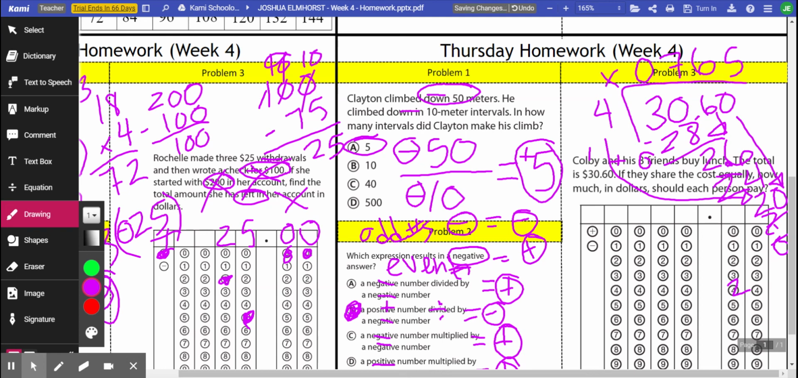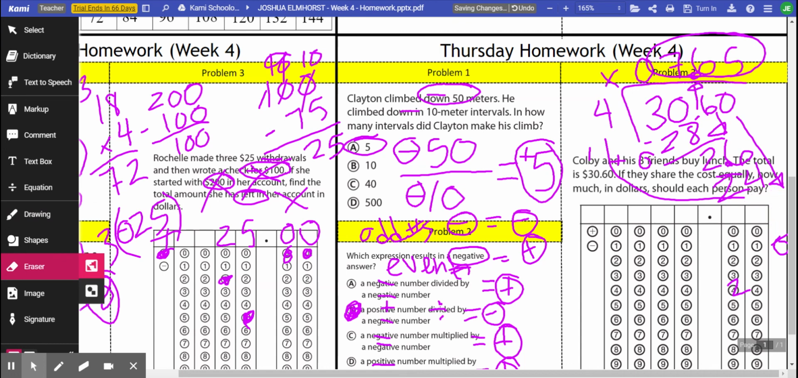Now, make sure you bring your decimal up into your answer. So each friend is going to pay $7.65. $7.65.